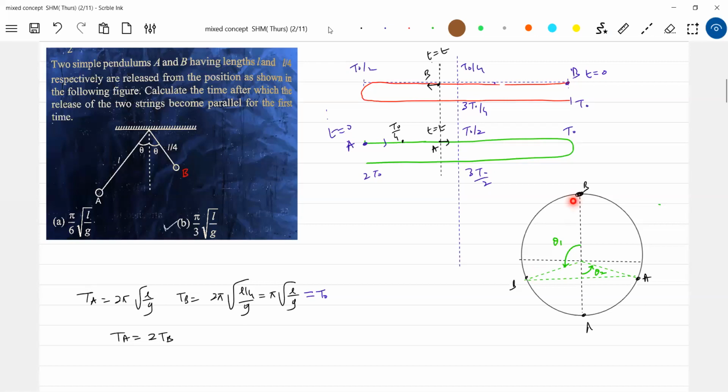For this, it will be T naught by 4, and calculate this particular angle. And for this, the time taken to move here will be T naught by 2. Time taken for one complete oscillation will be 2 pi by T naught. And for this angular displacement, how much is it? For this, the time taken to complete one revolution is T naught. Then it should be 90 plus this particular angle, and this should also be theta 2.